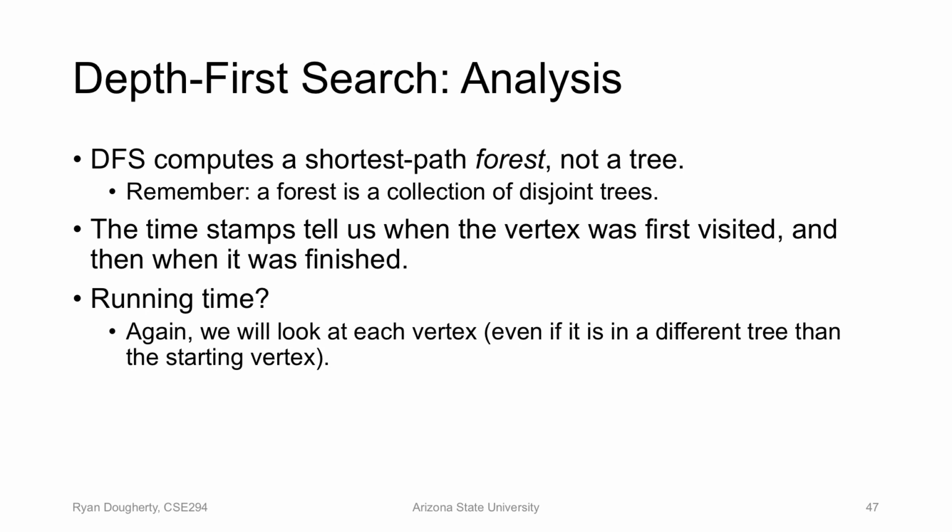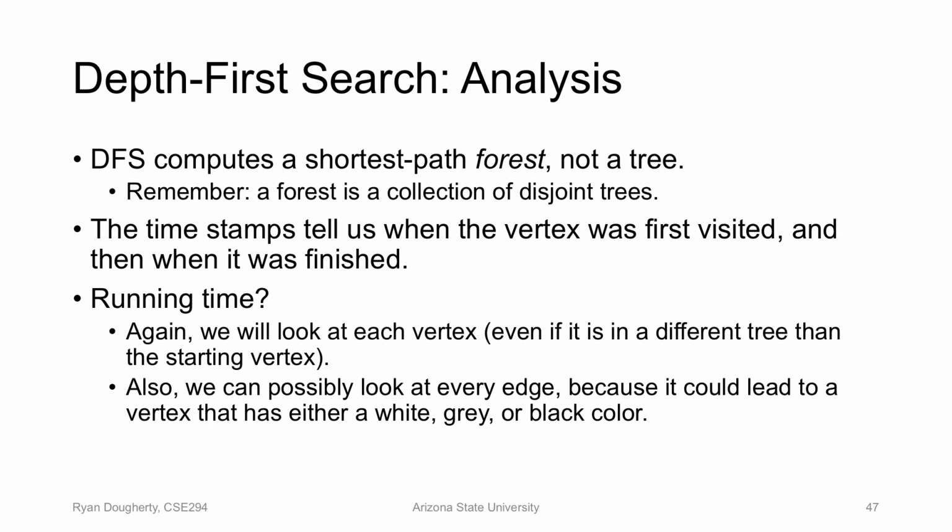So we look at each vertex, even if it's in a different tree, like we had those two trees. We consider those edges also, and vertices. And we look at every possible edge because it may lead to a vertex of any color. So we have the same running time. Questions on how that worked?